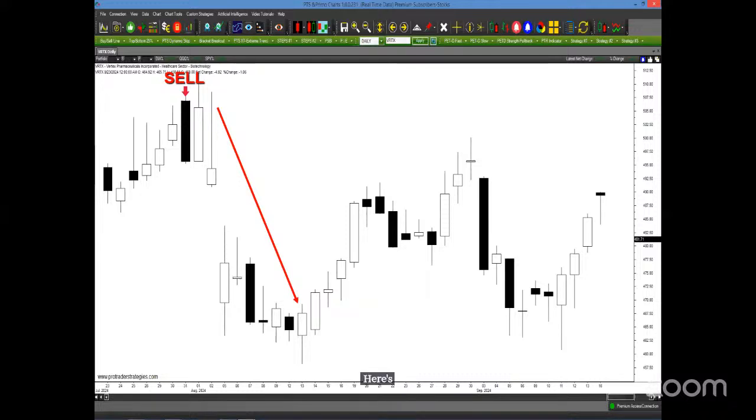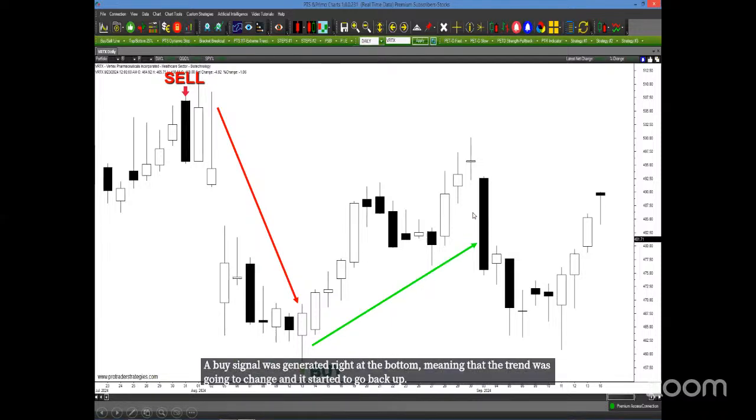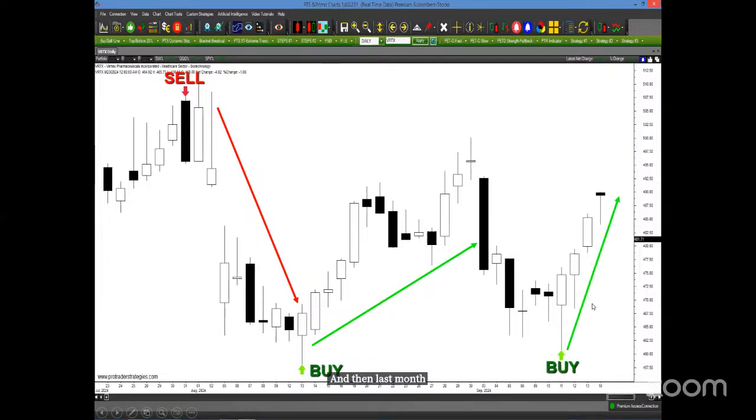Here's an example in VRTX, Vertex. As we see, we had a nice sell signal here. A buy signal was generated right at the bottom, meaning that the trend was going to change, and it started to go back up. And then last month, another buy signal. So you had a double buy signal.